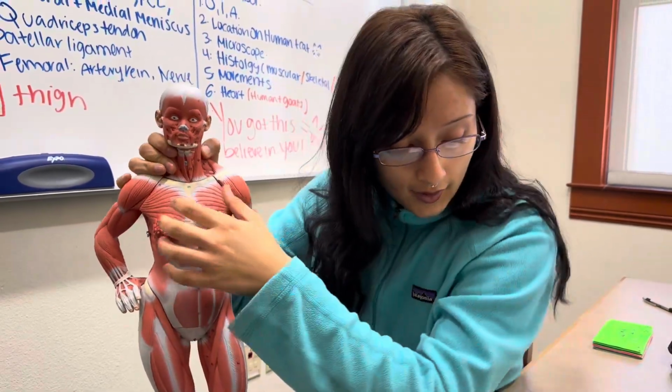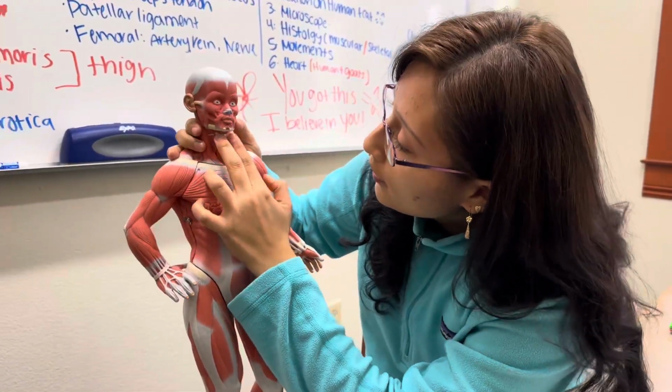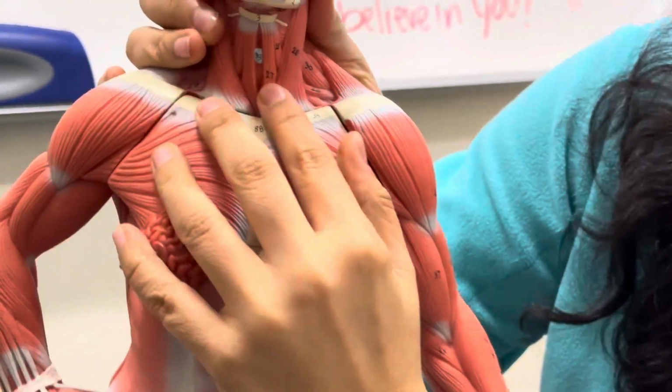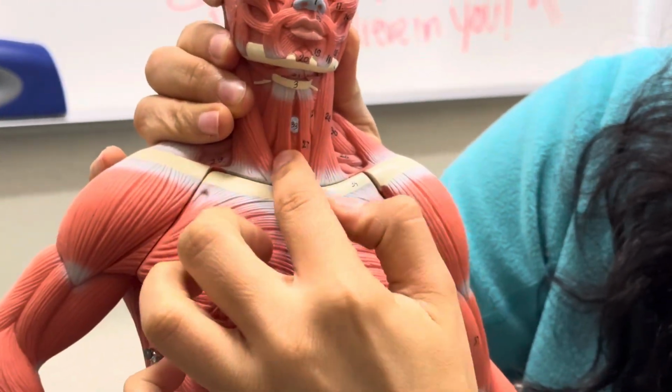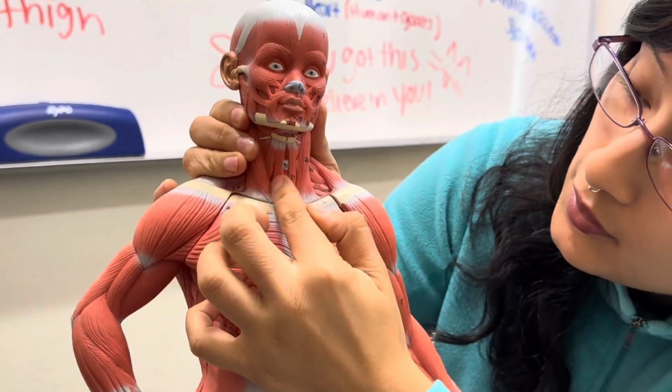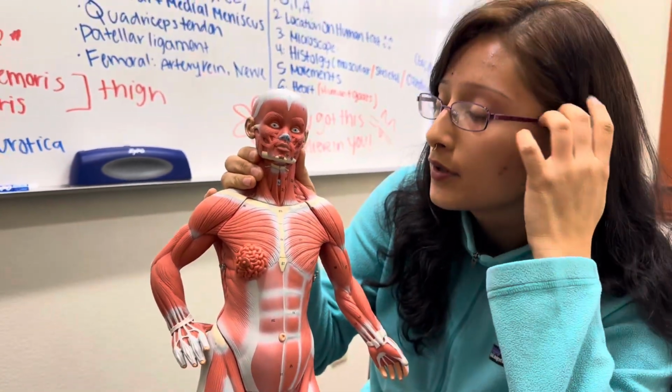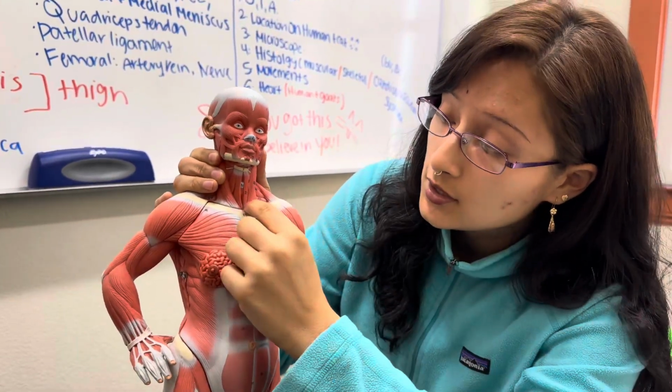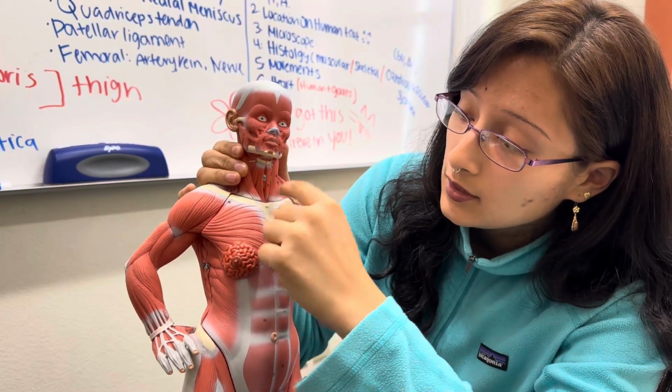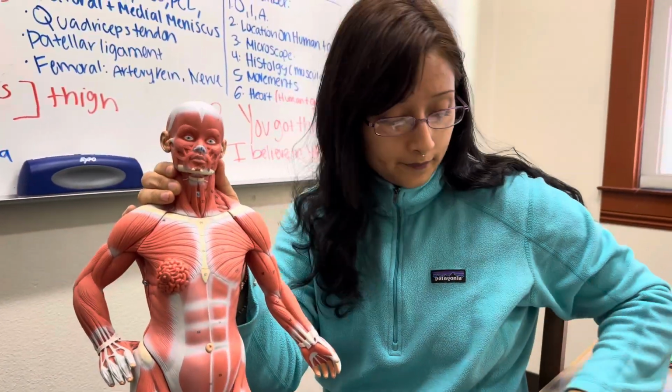Next we have the sternohyoid. The sternohyoid is these two muscles right here, number 27. So this one right here and this one right here. The sternohyoid's origin is the manubrium of the sternum, and the insertion is the hyoid bone, and basically it allows you to depress the hyoid bone.